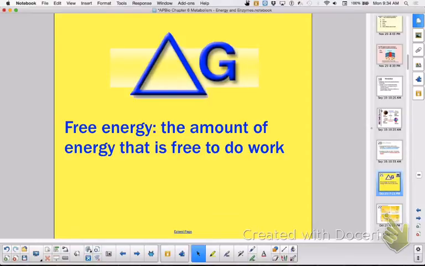So the amount of energy left to do work after a chemical reaction has occurred, we're going to call this delta G, and it is measured in what? Kilojoules. Sorry, did I have that in your notes?